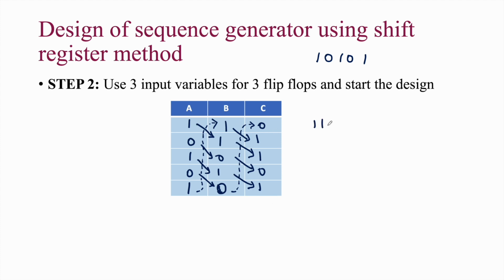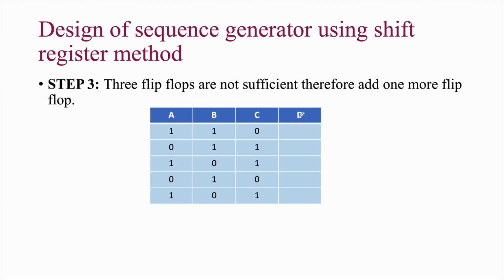Now let us rewrite it here. It is 1, 1, 0, 0, 1, 1, 1, 0, 1, 0, 1, 0, 1, 0, 1. Can we look into this state, 101 is being repeated twice. Therefore, it is not possible to design the sequence generator with 3 flip-flops. Therefore, we need an additional flip-flop. An additional flip-flop D is added.